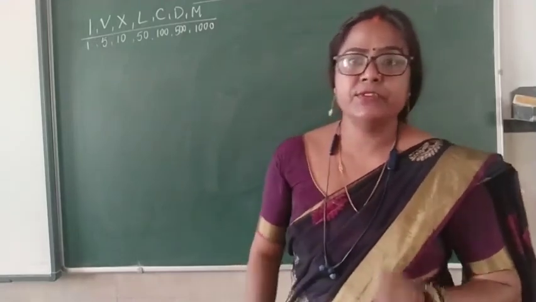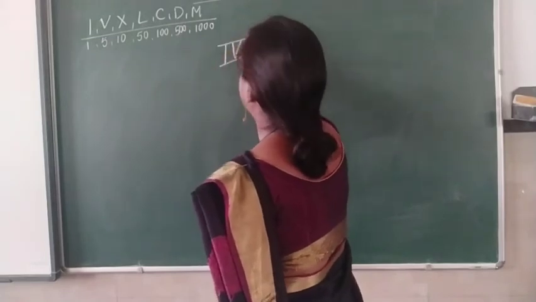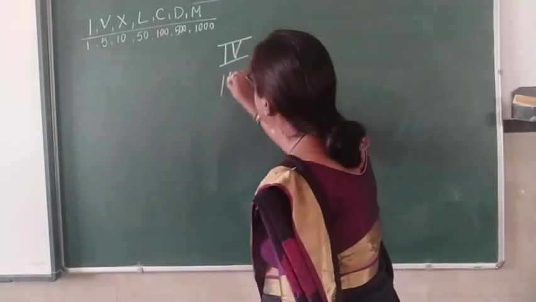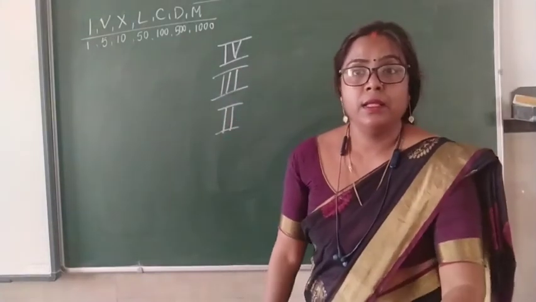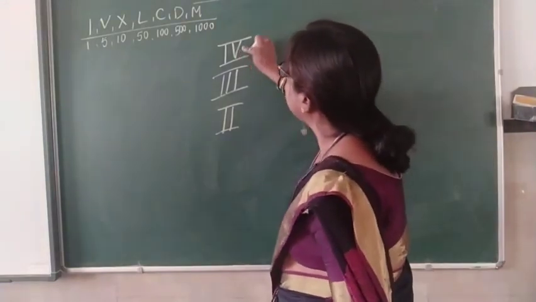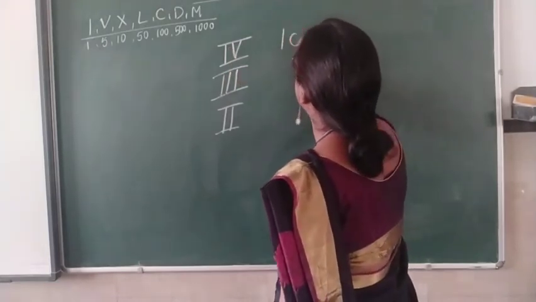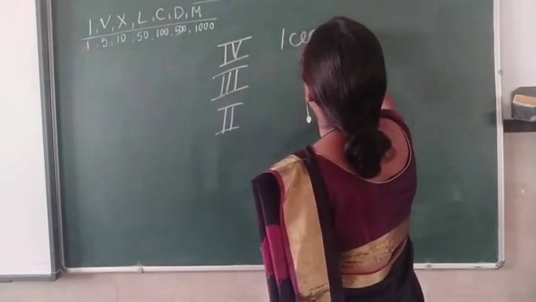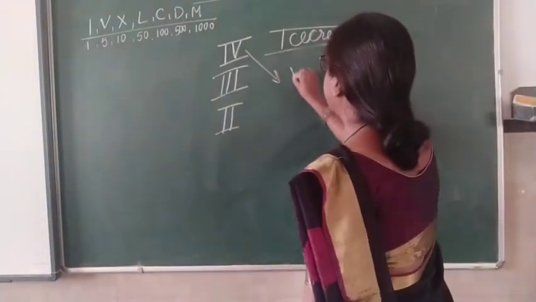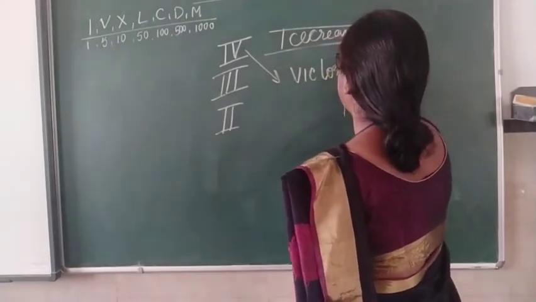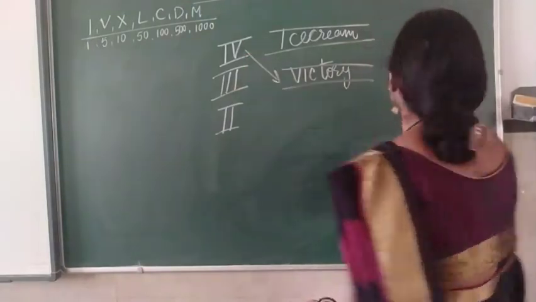The next mistake which people commonly make is that if I write IV, they write a bar above it; if I write III, they write a bar above; if II, they write a bar above. Why? Which symbol is this? V. Which symbol is this? I. If I have to write I for ice cream, I am not going to put a line above it. If I have to write V for victory, we do not put a line above it. No. Then why are you doing it like this?